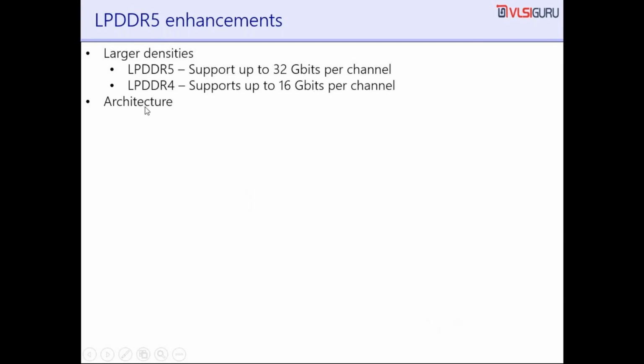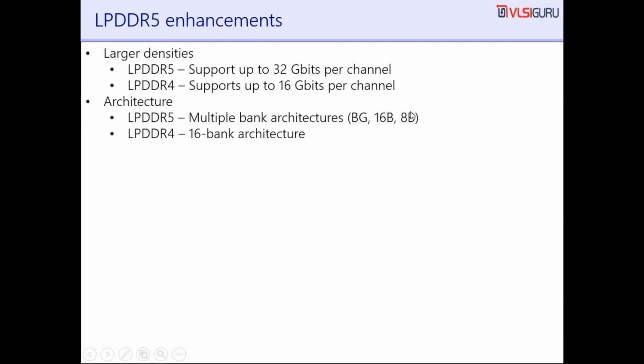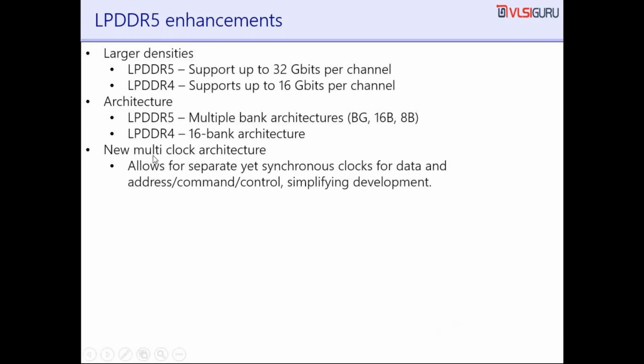As for the architecture, LPDDR5 supports multiple bank architectures: bank group mode, 16 bank mode, 8 bank mode, whereas in LPDDR4 there was only one architecture, that is 16 bank architecture. It has a new multi-clock architecture which is not there in LPDDR4, which allows for separate asynchronous clocks for data and for address, command and control. So there will be a separate clock used for data, and a separate clock used for address, command and control purposes. It actually simplifies the overall development process. It improves the synchronization and reduces the clock skew.